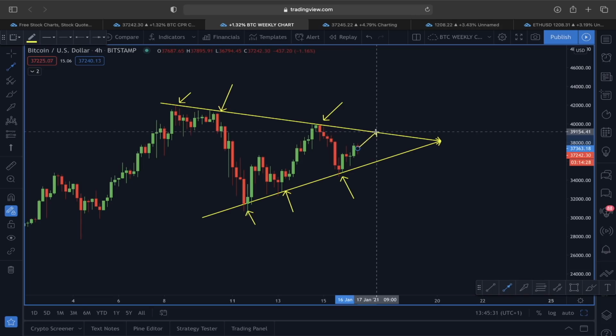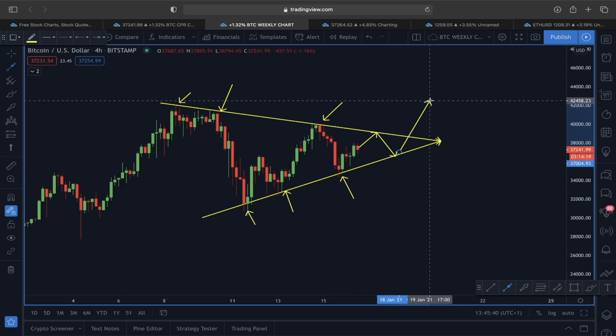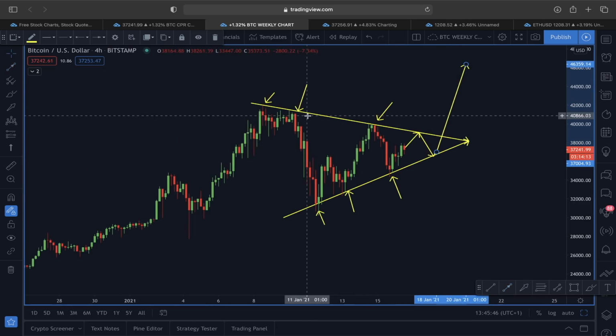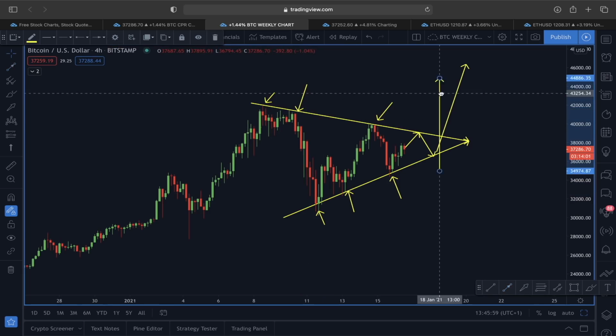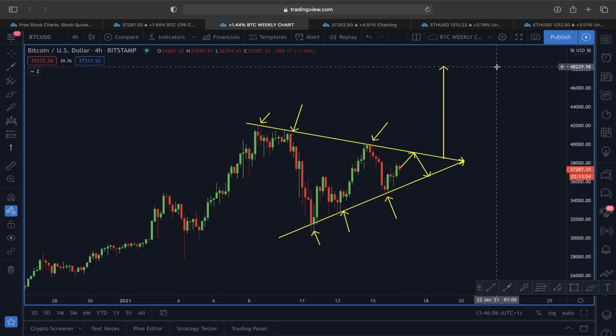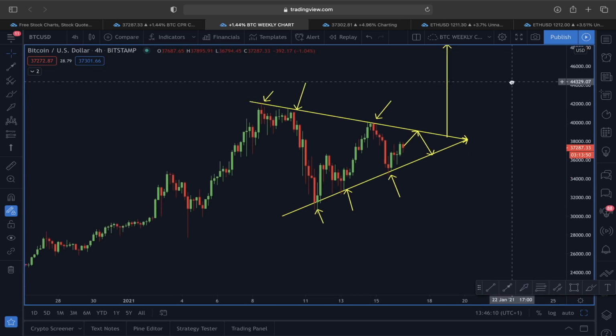So if there is going to be any sort of a rejection, then we could again get gravitated towards this lower line area of this symmetrical triangle to find support. And if this actually plays out as a symmetrical triangle, guys, the price of Bitcoin could be making a new all-time high. If this is going to play out, then let's say it breaks out from this price level somewhere around here, right? If that's going to happen, then the price of Bitcoin could be making another new all-time high, which is going to be around the 48,200 price level.